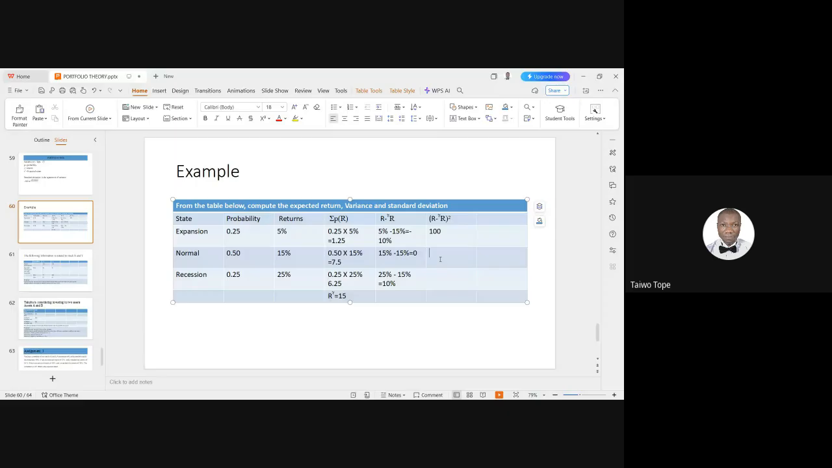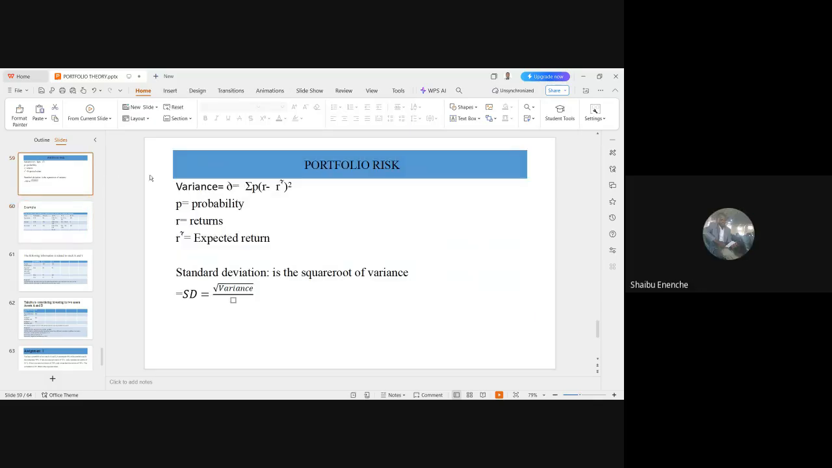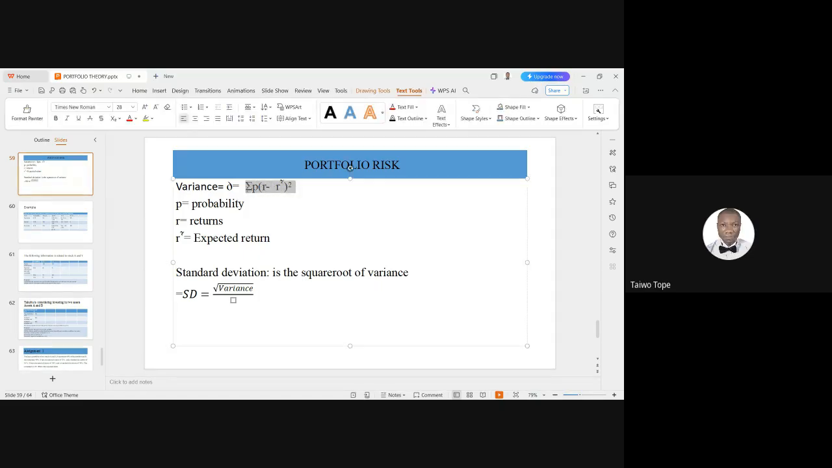When you square 0, you get 0. When you square 10, you get 100. See the formula, this is our variance formula. Your R is given. Your R bar is what you solve for. R minus R bar. Once you get this value, you square it before we come to probability.